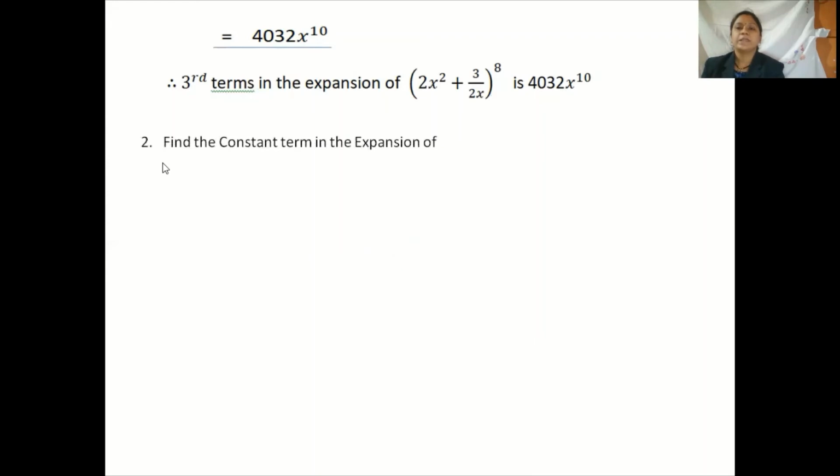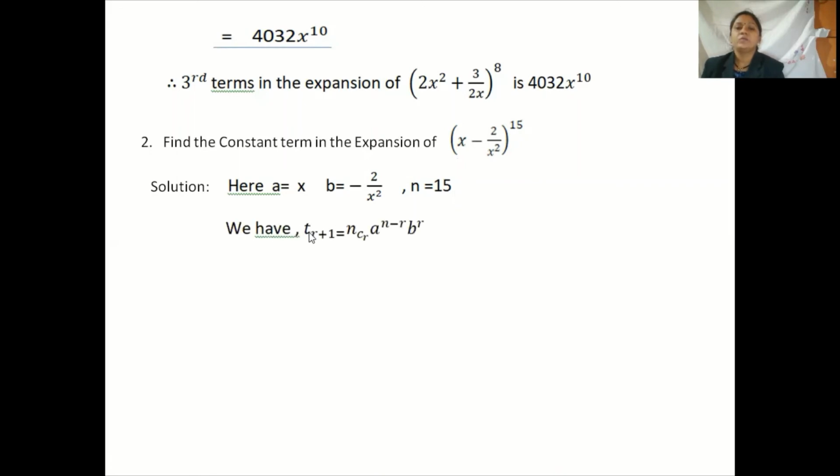Now see the second example. Find the constant term in the expansion of (x minus 2 upon x square) raised to 15. Here we have to find the constant term of the given expansion. Here a is equal to x, b is equal to minus 2 upon x square, n is equal to 15. We have T(r+1) is equal to nCr a raised to n minus r b raised to r.